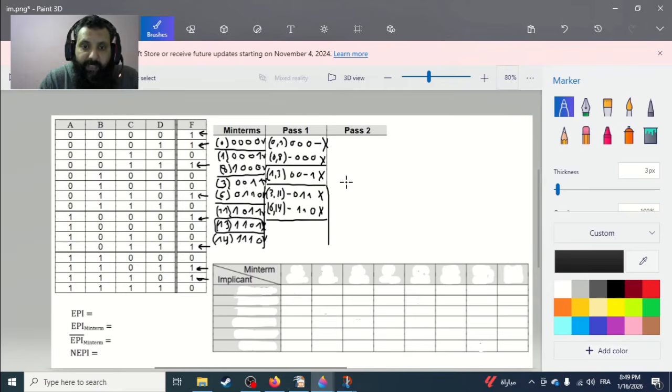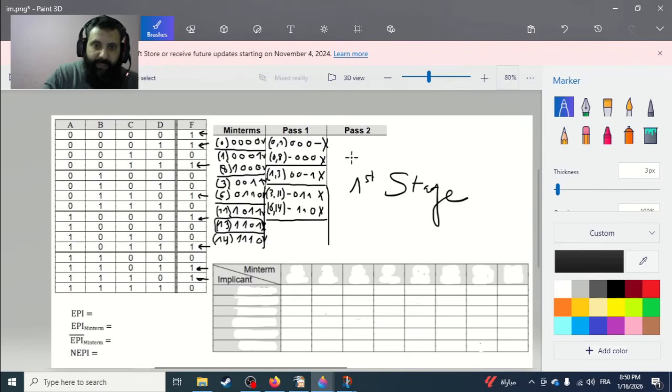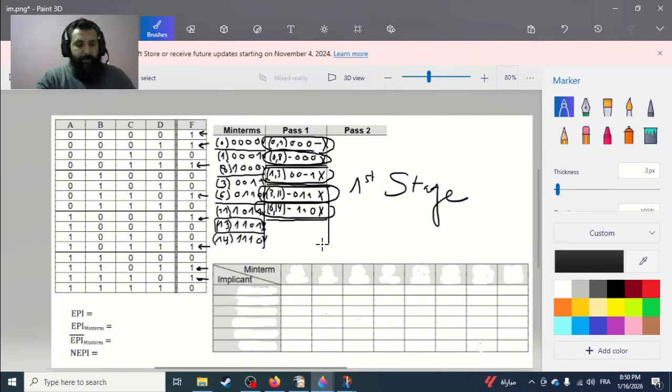And that means that we can now not go to pass 2. We have to stop at pass 1. And in total, we have 1, 2, 3, 4, 5, 6 prime implicants. This is the result of pass 1, of stage 1, the first stage. We have 6 prime implicants, 6 PI. Okay, very good.